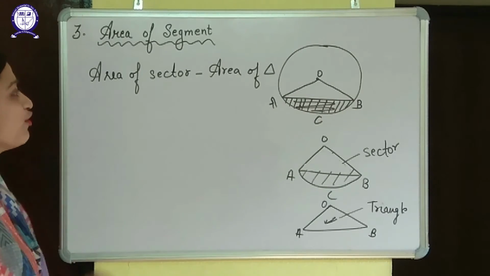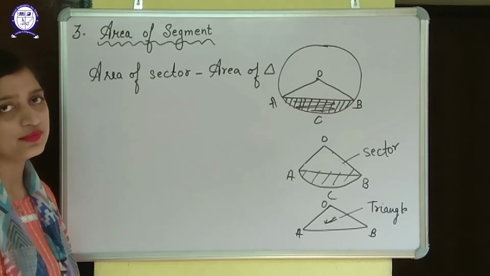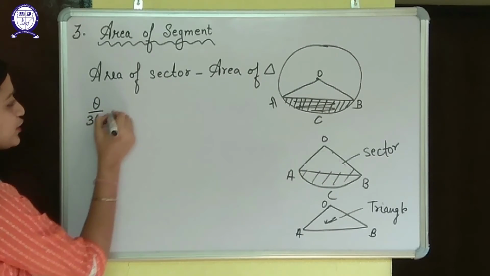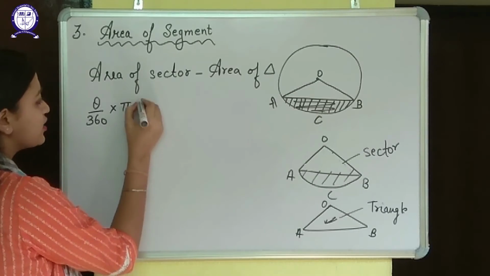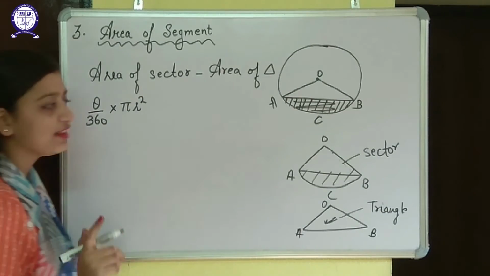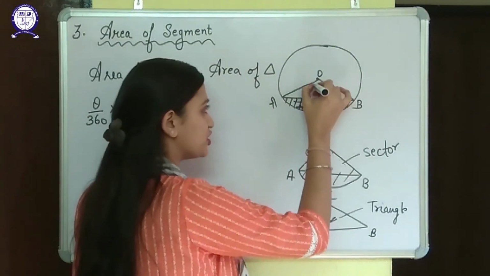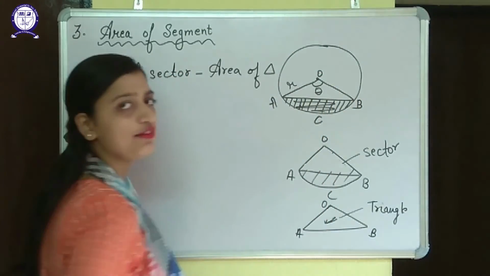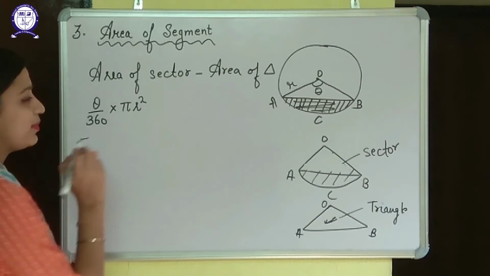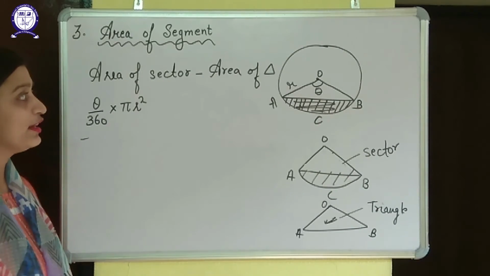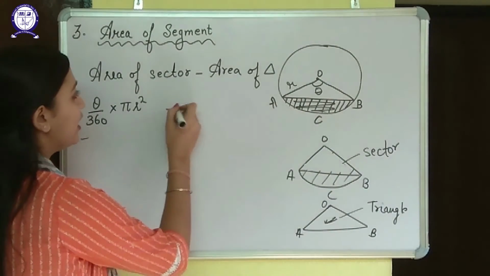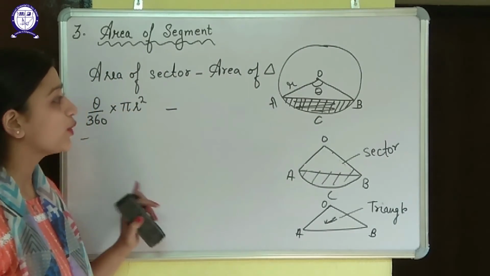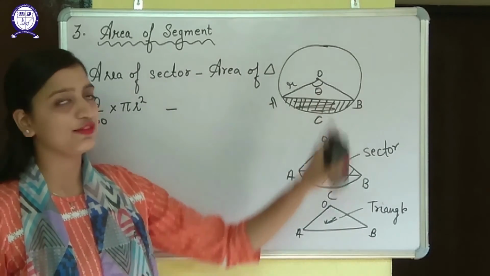Now what is the formula for area of sector? This is the same formula which we have done: theta upon 360 into pi r square. It means that theta will be given in this question also. Radius will be given to us, theta will be given to us, and we will apply this formula for area of sector. Now what will be the area of the triangle? It depends on the question, on what angle is given to us.